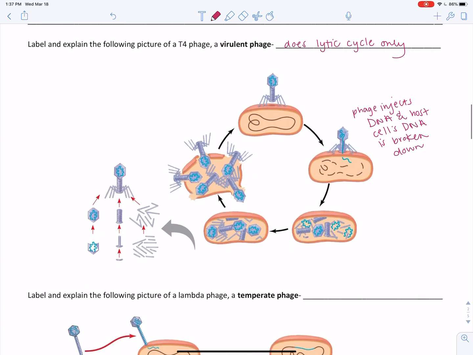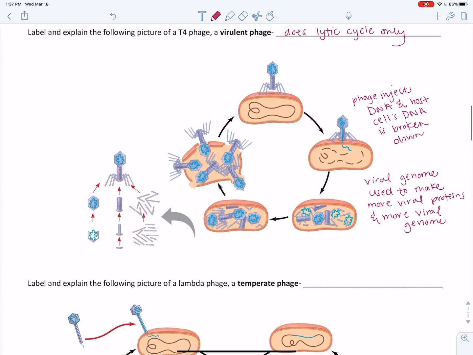Then the viral genome is going to be used to make more protein and more of its own genome. So more viral proteins and more viral genome. And again, this is using the host cell's machinery. So it's ribosomes, it's enzymes, it's tRNA, it's nucleotides. We'll see some self-assembly of the viruses into their final structure, and then the viruses burst out.